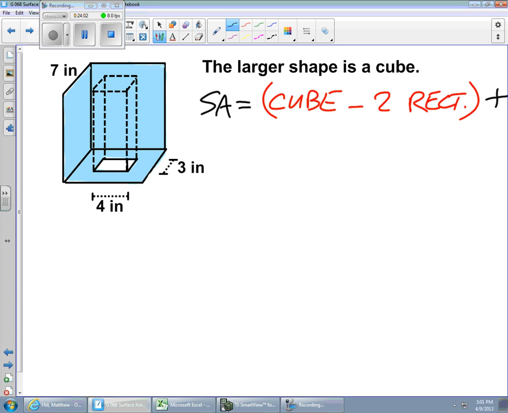When you remove a shape, it should increase the amount of surface area because there are sides exposed now that shouldn't have been exposed. Okay, so to that cube, we're going to subtract the two little rectangles, but we're going to add what? What's going to get added onto the cube?